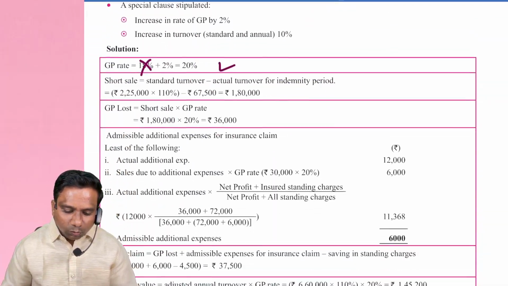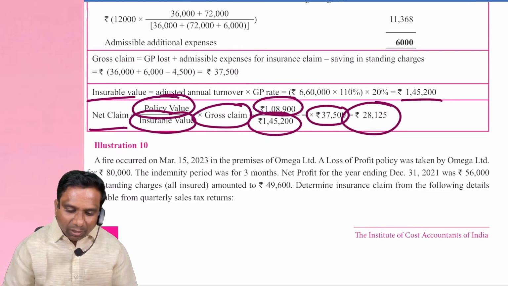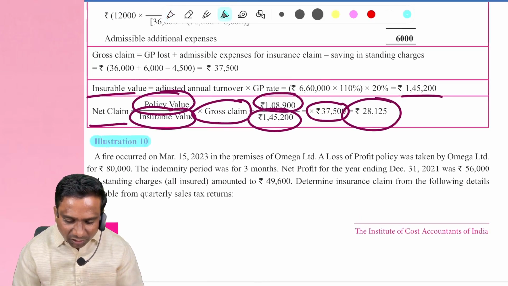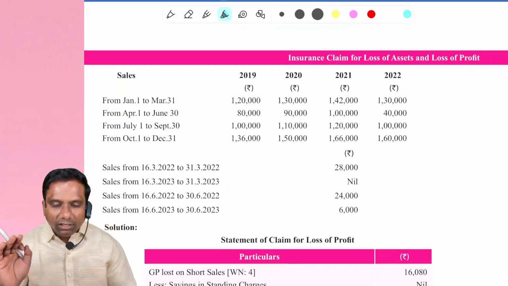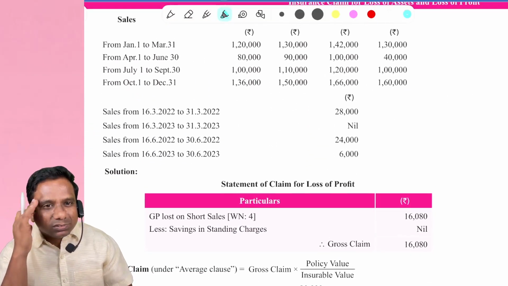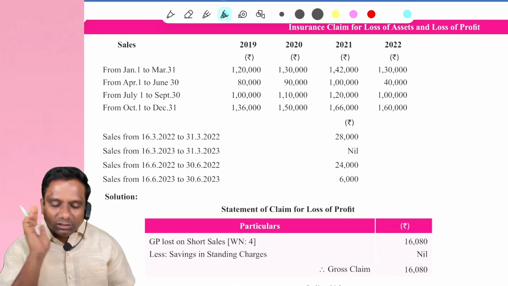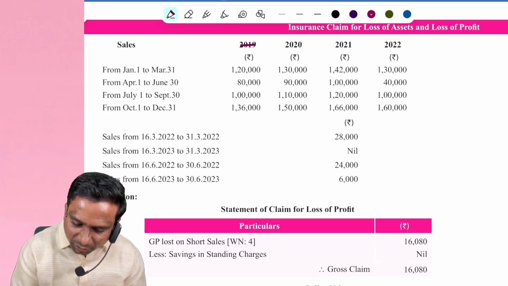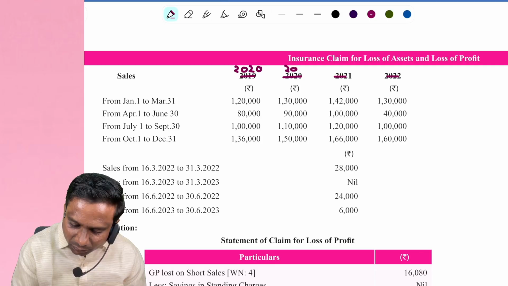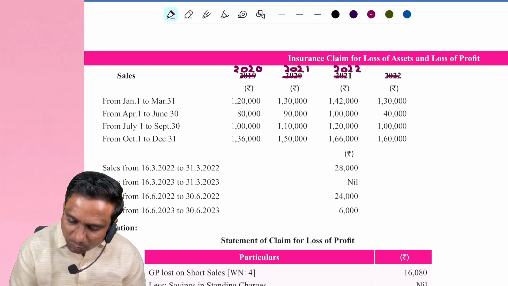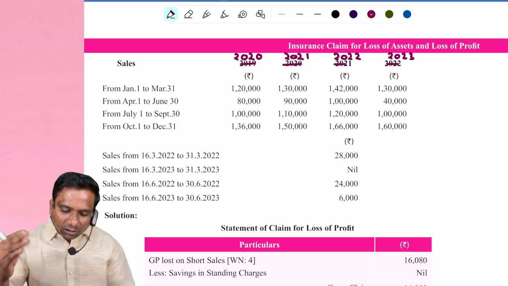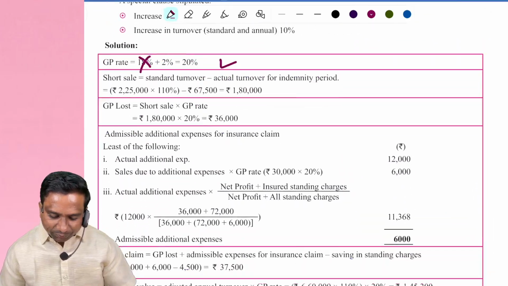Okay, now come to the important one, important in terms of concept. That is illustration 10. Illustration 10 is very, very important. The moment a student looks at this information, first of all he cannot understand it. Here they are giving different dates, so before that please correct the dates. Here it is 2020, 2021, 2022, and it is 2023. Okay, 2020, 21, 22, 23, over.